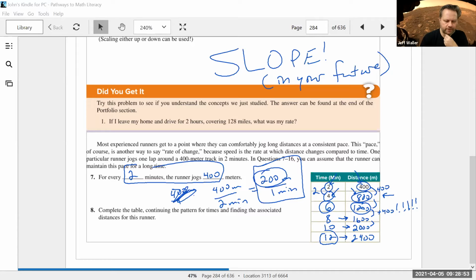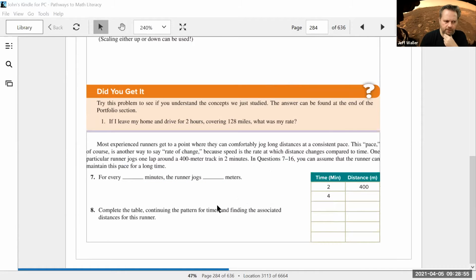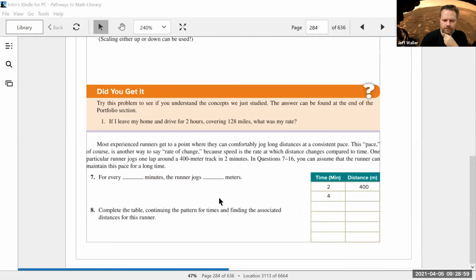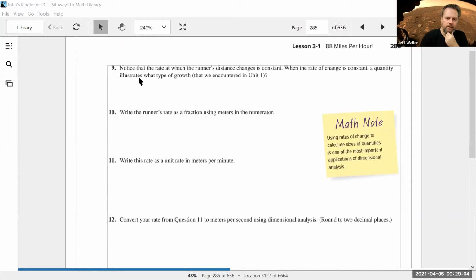So let me clear all this away. Bam. All right. I hate when they do this. So we need to know the 2 minutes, 400 meters. Okay. Yeah, this is kind of silly.